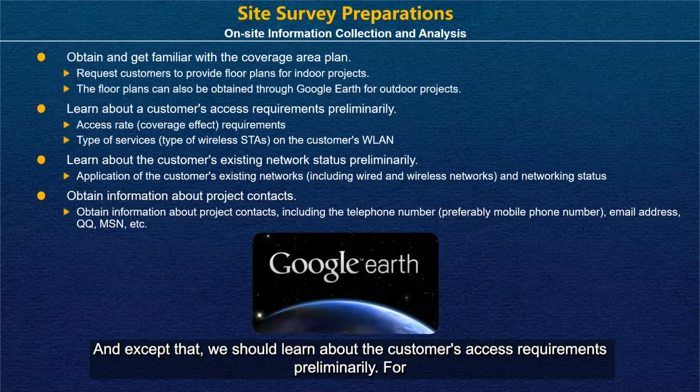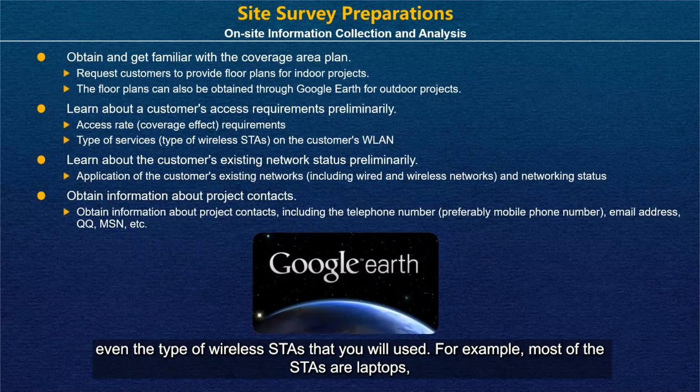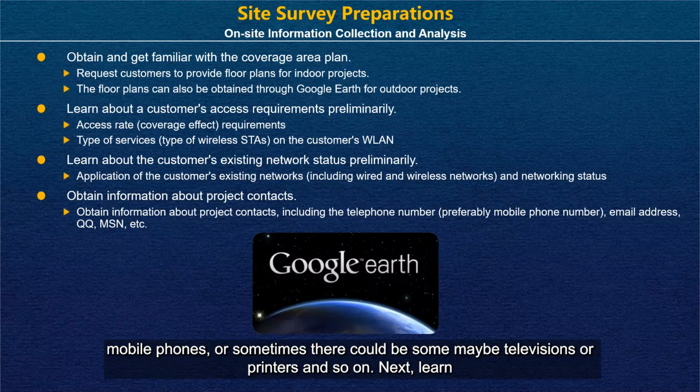Okay, and except that we should learn about the customer's access requirements preliminarily. For example, the access rate requirements, right? The type of services on the customer's network, and even the type of wireless STAs that they will use. For example, most of the STAs are laptops, mobile phones, or sometimes there could be maybe televisions or printers and so on.